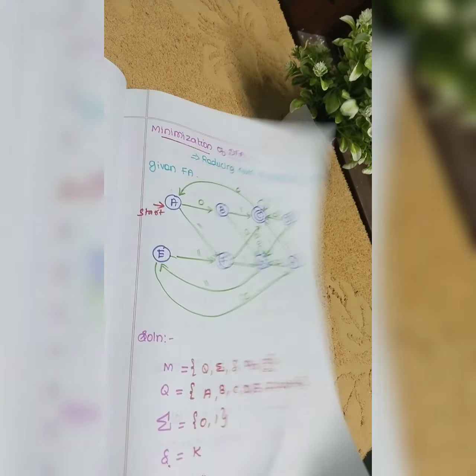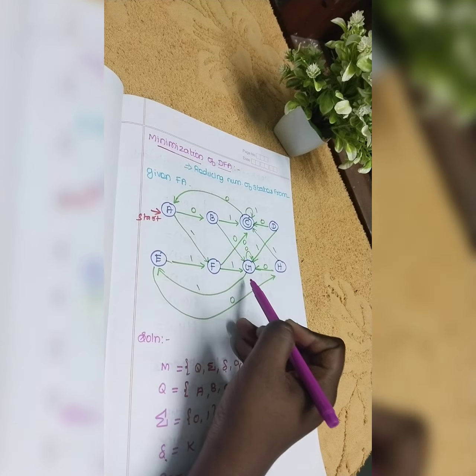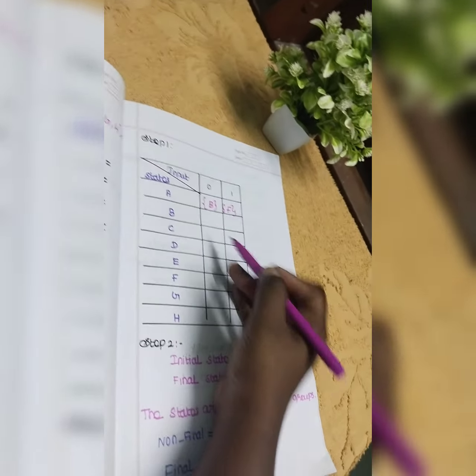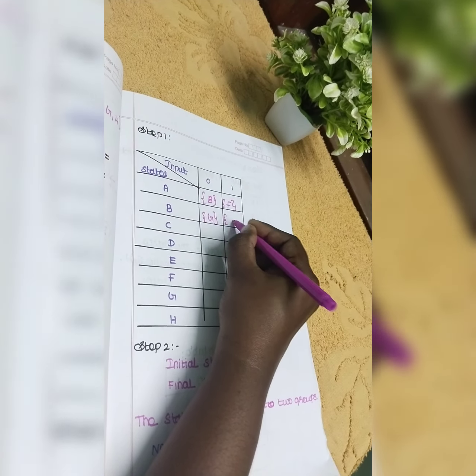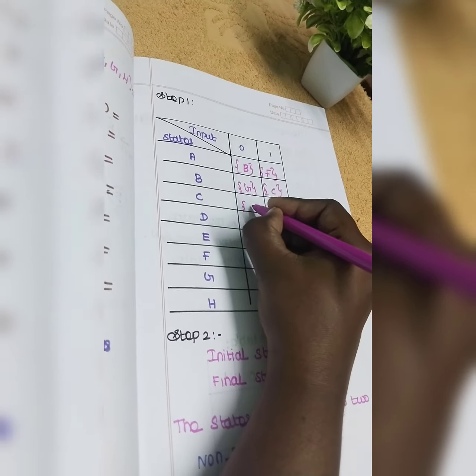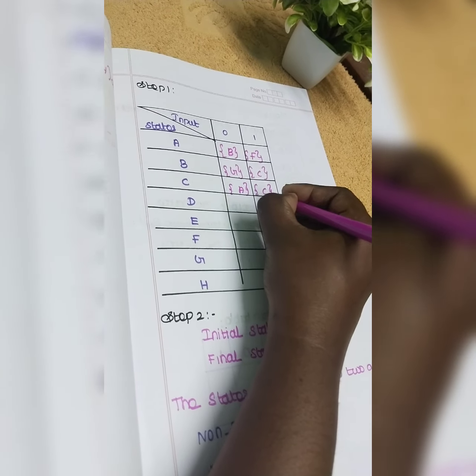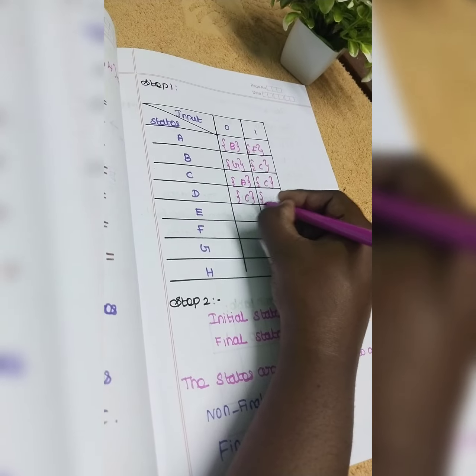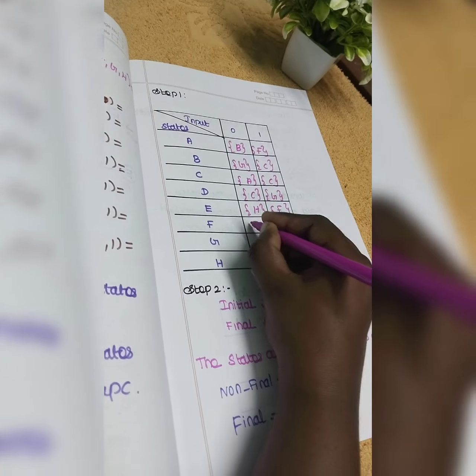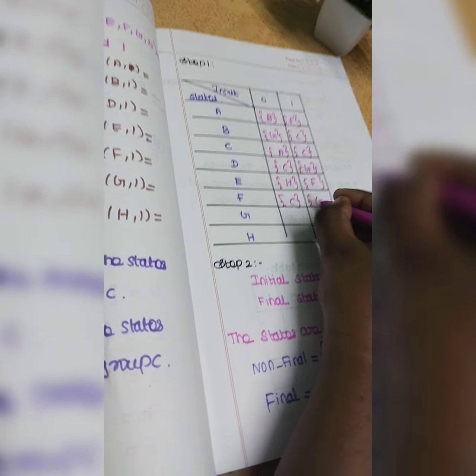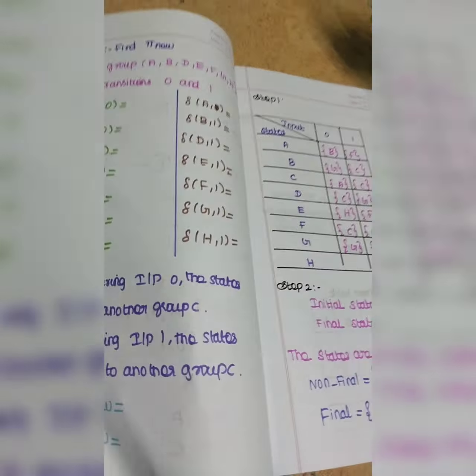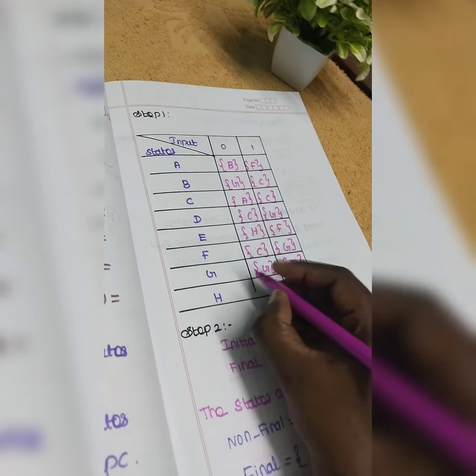Okay. So I will do 2 states. B gets the input 0, where will it go? B gets the input 0, it will go to G. And B gets the input 1, it will go to C. So it is G and C. And you have to do the remaining. So I will fill in the remaining. C goes to A and C. D goes to C and G. E goes to H and F. F goes to C and G. G goes to G and E. H goes to G and C.